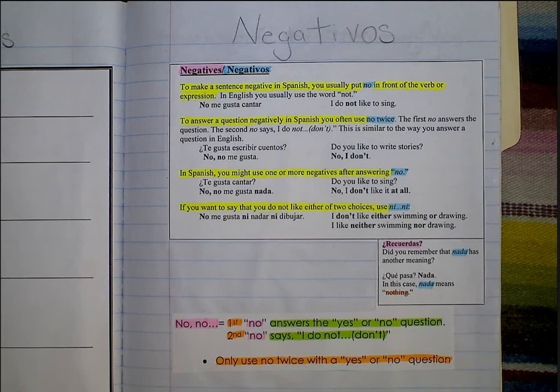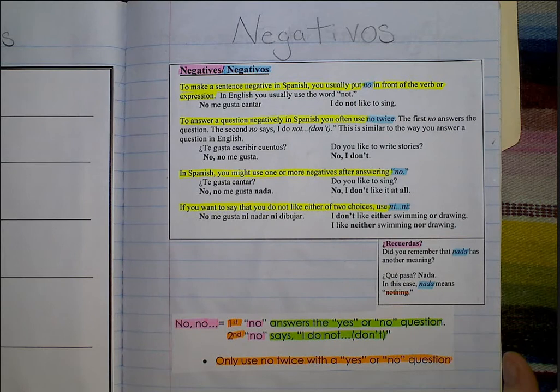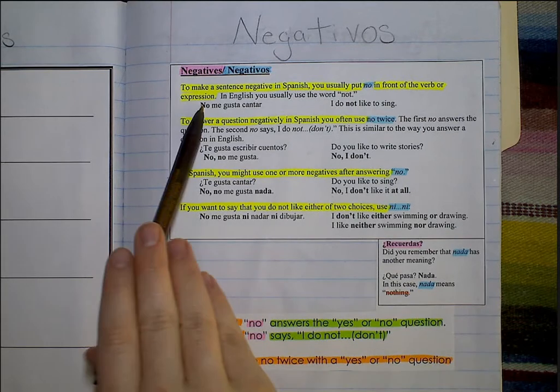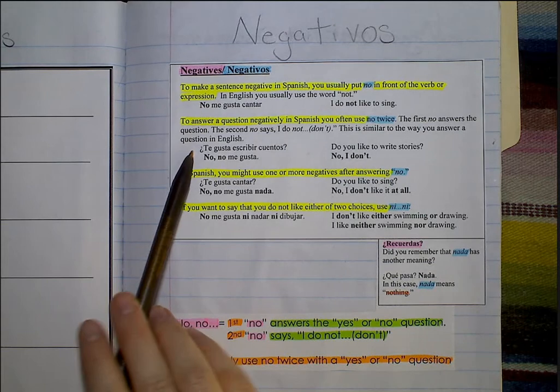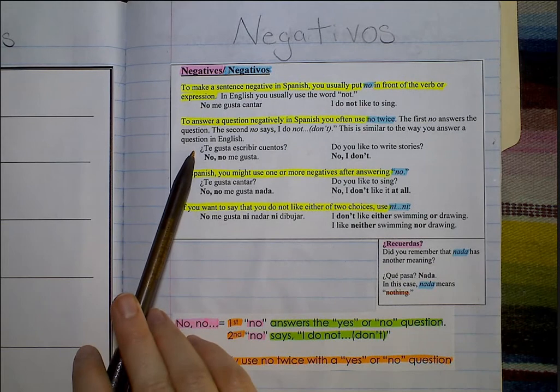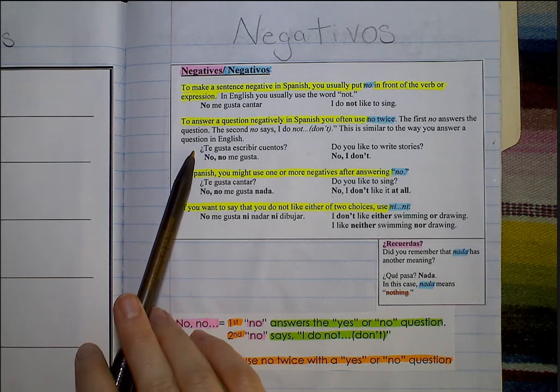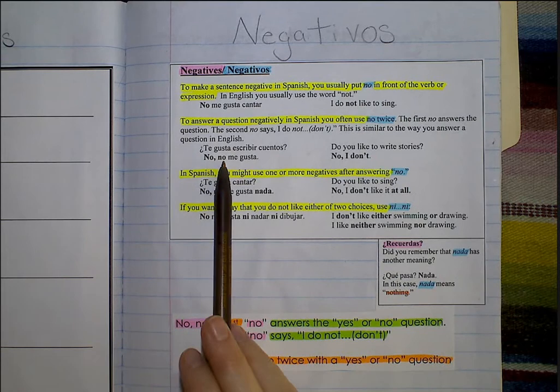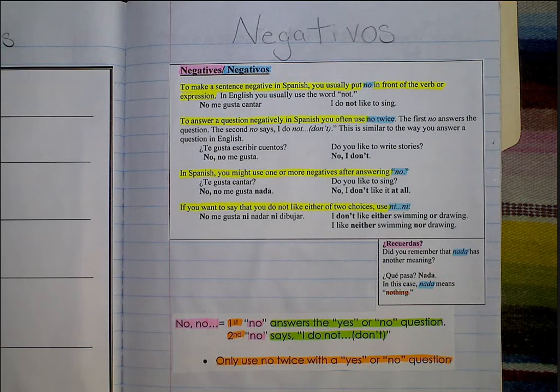So second thing you have to remember, if you're making a negative statement, you put no in front of the verb. So that's what this is talking about up here. Second thing you need to remember how to make things negative in Spanish is what I just talked about, how to answer a yes or no question negatively. So you then put two no's there. No, no me gusta.